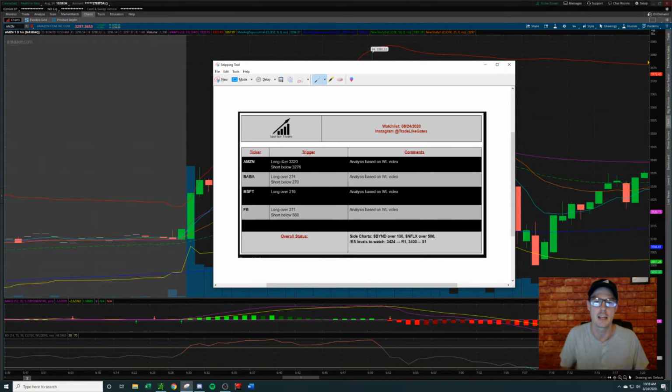Today we're going to talk about the watch list and the trigger levels, and how we could have taken intraday entries based off of the trigger levels and certain points within the stock chart. So the first one we're talking about is AMZN. This was a long over 33.20.